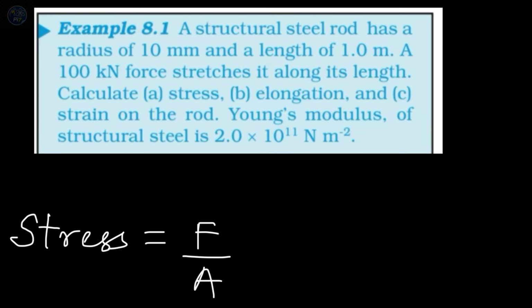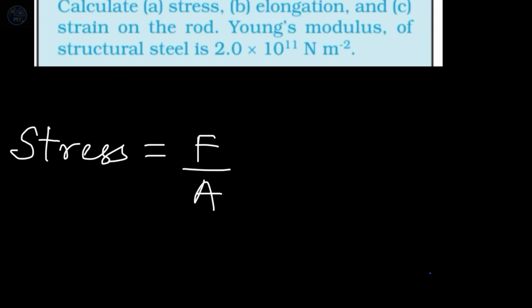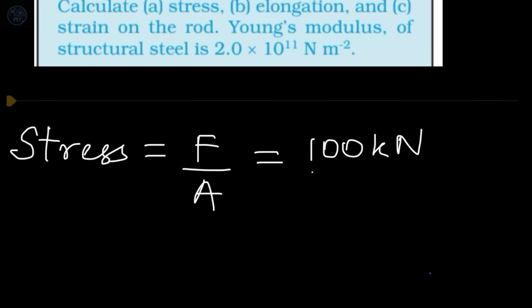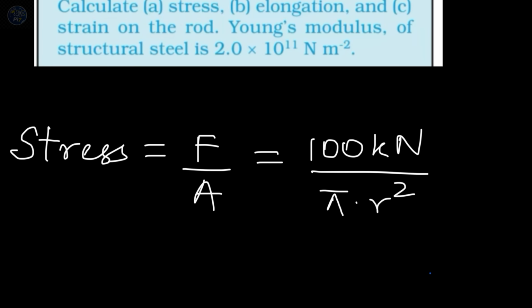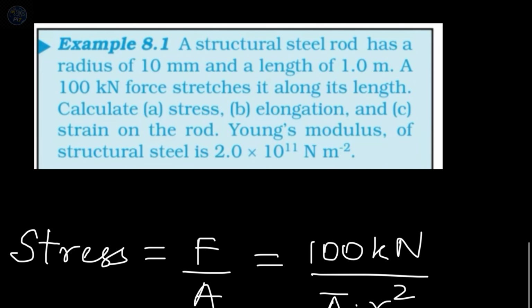Stress is a scalar quantity, so you don't need direction here. You can take the magnitude. So if the applied force is 100 kilonewton, then the restoring force will also be 100 kilonewton. So stress is 100 kilonewton divided by area. Area will be pi times radius squared. What's the radius here? The radius is 10 mm.